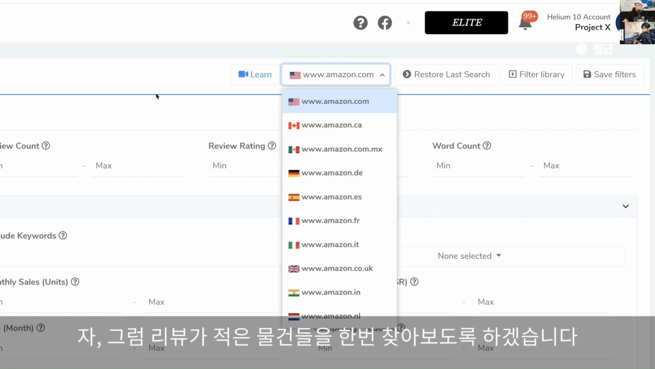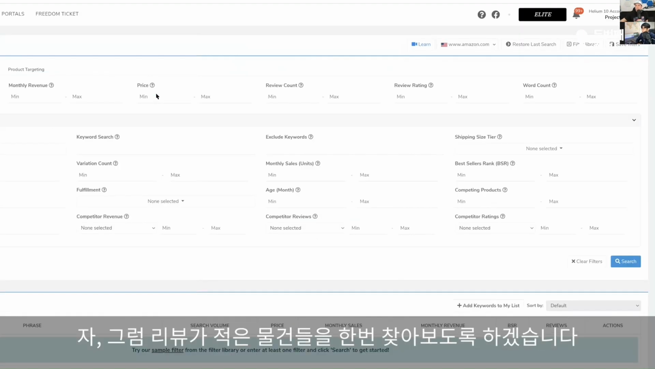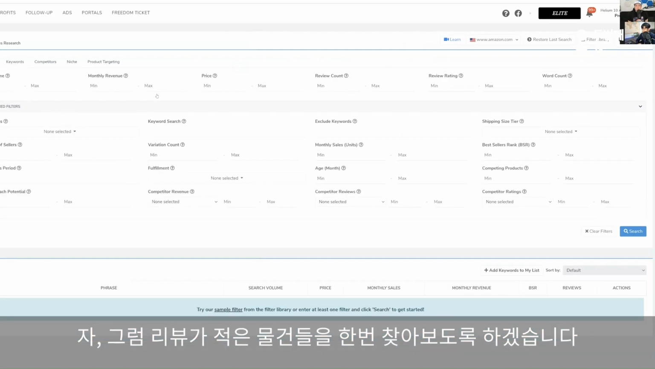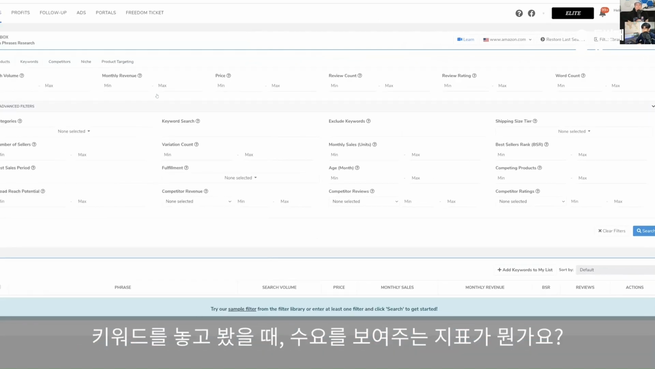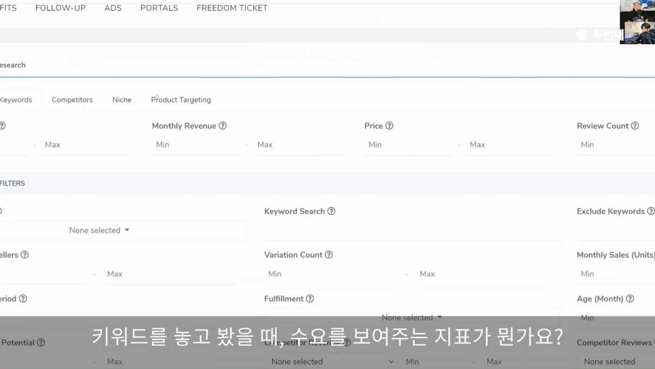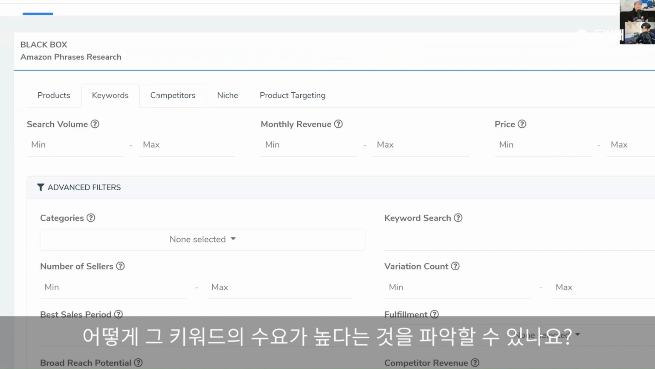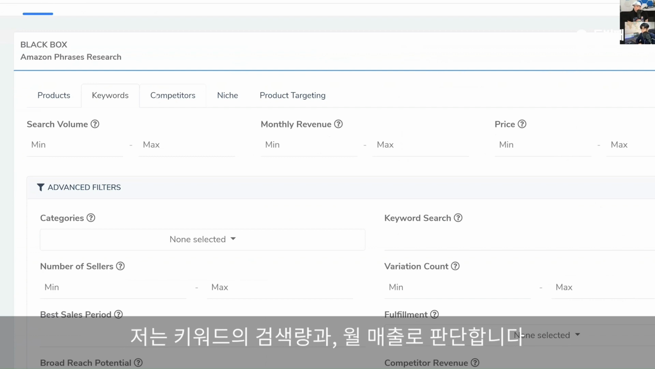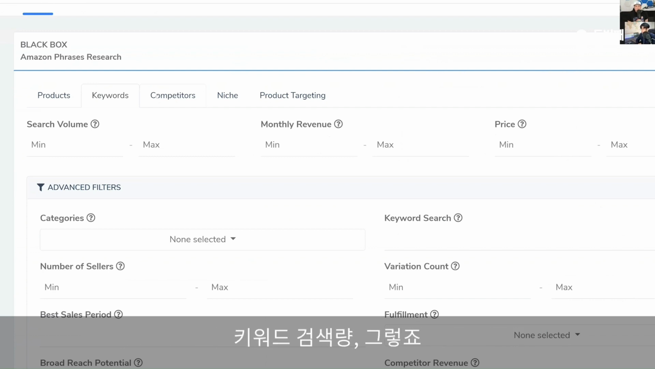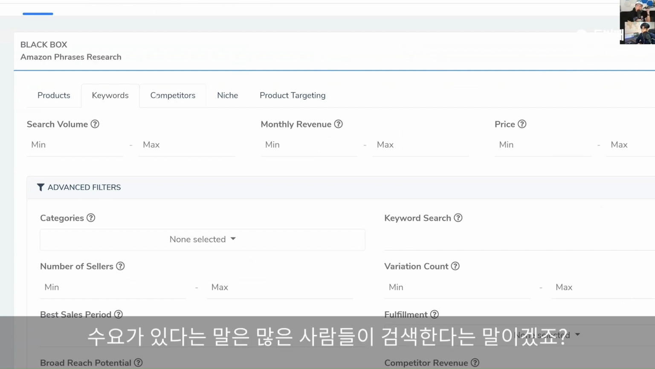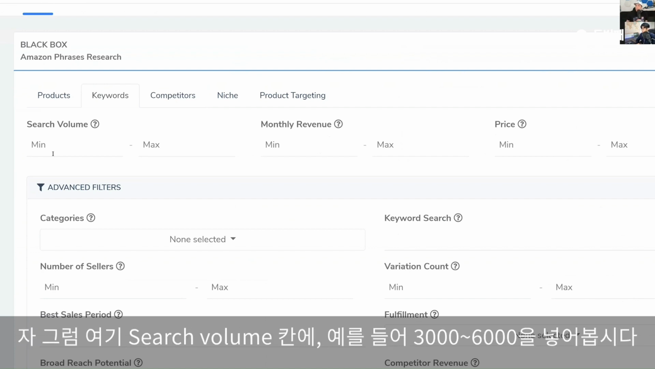So we just talked about looking for things that don't have many reviews, but what is a good indicator of demand for a keyword? How would you know if there's demand for the keyword? What would you say? For me, it would be the search volume and the monthly revenue. Yeah, search volume, definitely. That's how you know if there is a keyword in demand. It has to be a lot of people searching for it, right? So that's why we have this here, search volume.